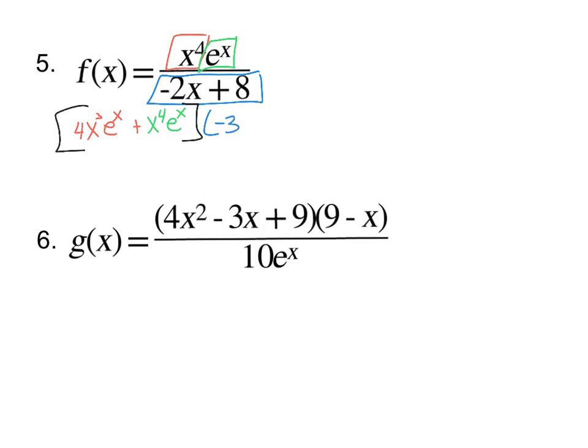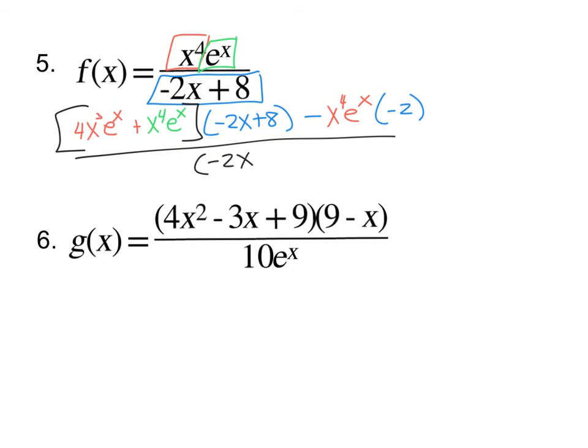Oops, 2 and 3 are not the same number. Negative 2x plus 8. That entire thing is the derivative of the top times the bottom minus the top, x to the fourth, e to the x, times the derivative of the bottom, all over the bottom squared. And you really should put f prime somewhere. All right, that's the first one. Wasn't that bad. All right, next one.